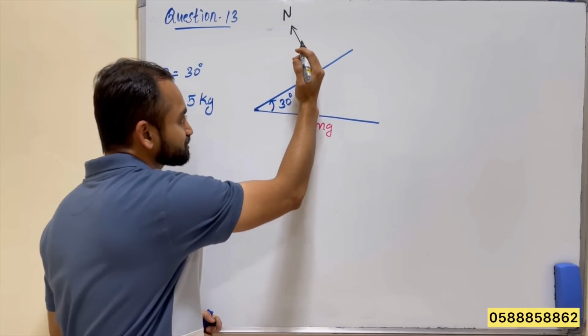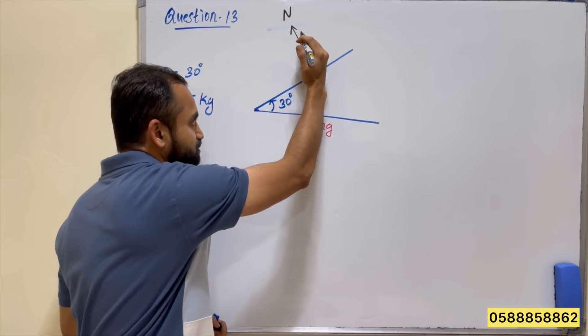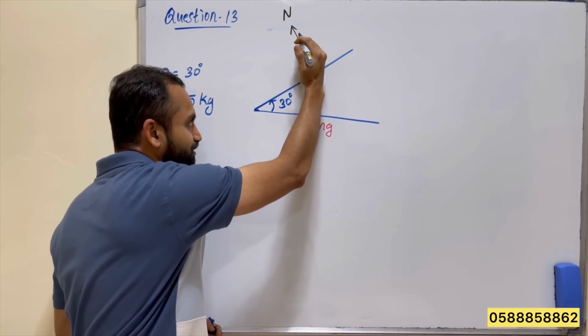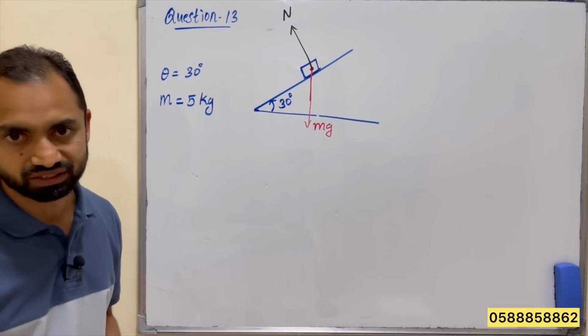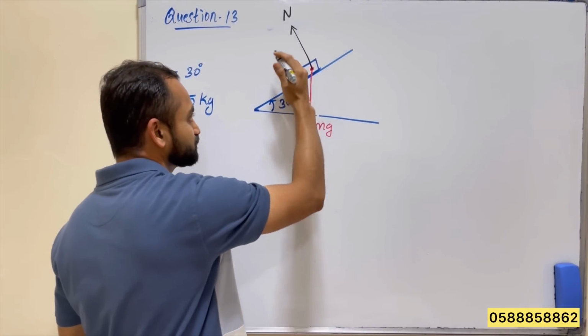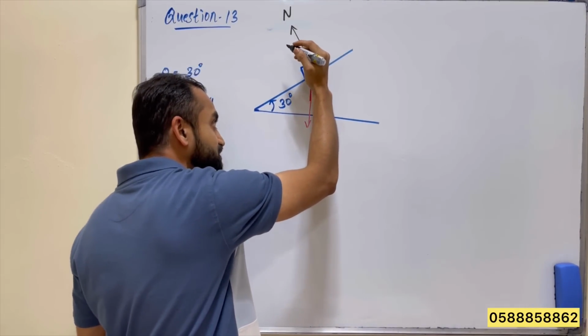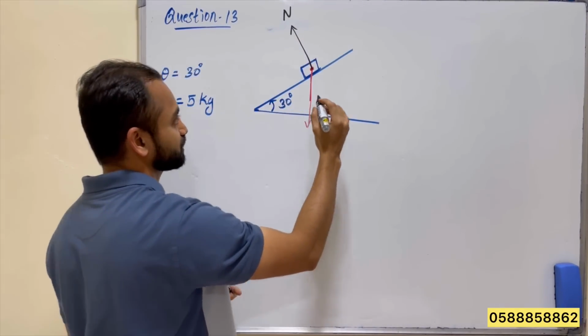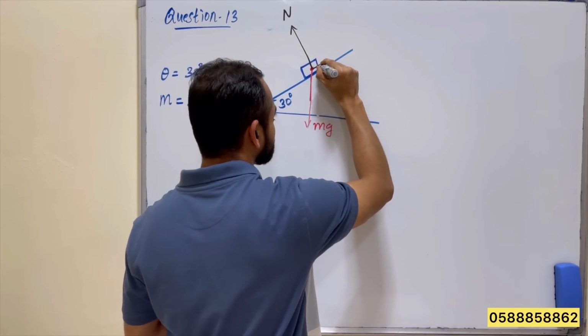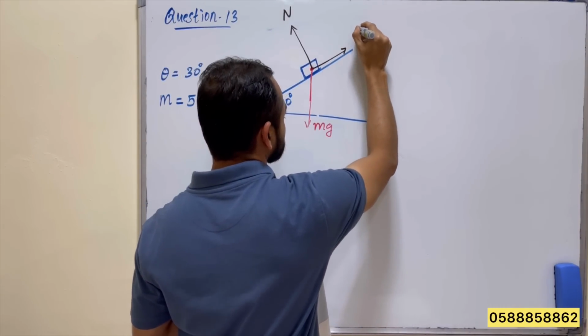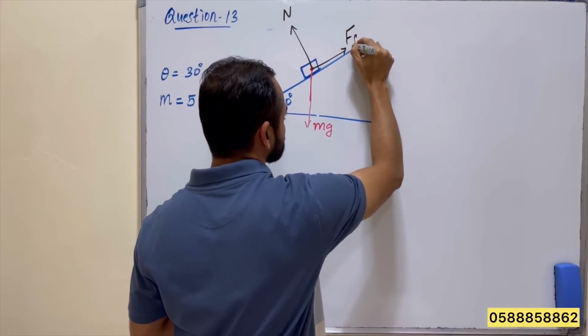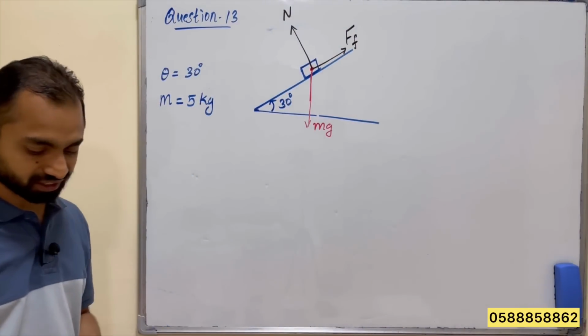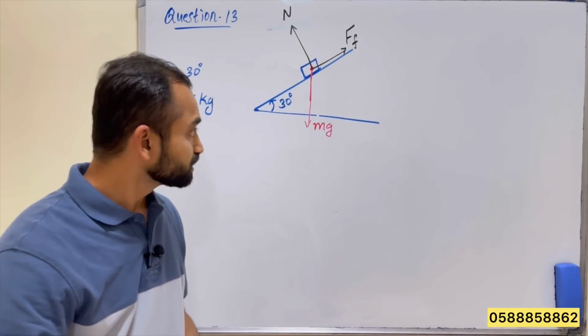And there is a chance that this object will slide downwards, right? So if it is moving downwards, or it will have a tendency to move down, slide down, then there will be a force of friction, which we will write in the opposite direction.